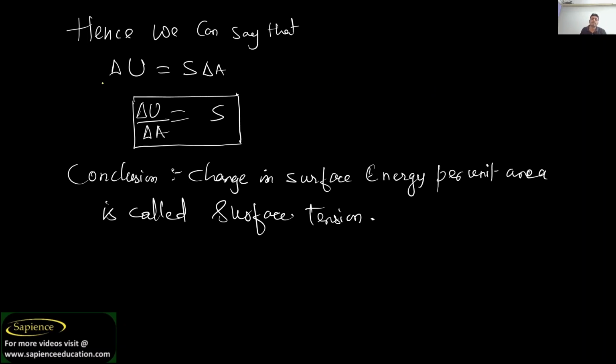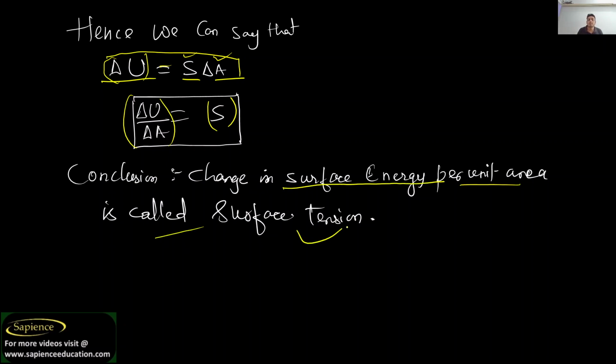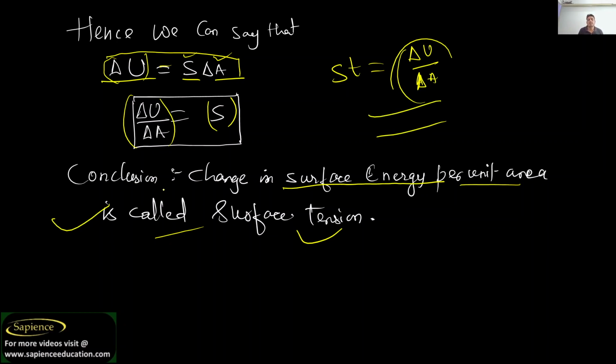Now we have written that change in energy is equal to surface tension into change in area. So the change in energy per unit area is known as surface tension. So the conclusion: change in surface energy per unit area is called surface tension. So if you want to find the surface tension, ST is equal to change in surface energy per unit area, right? So this is the final formula.